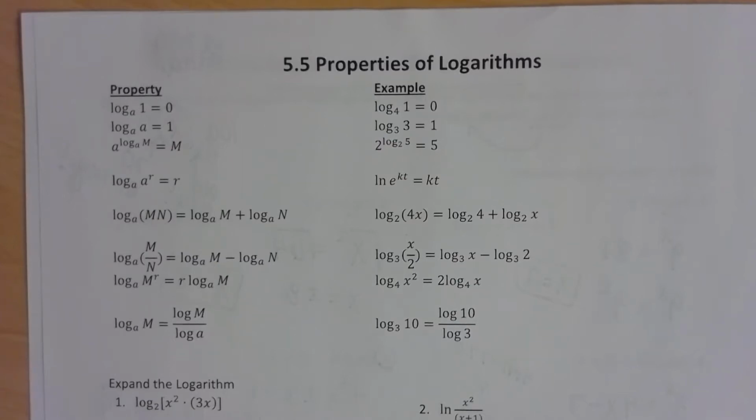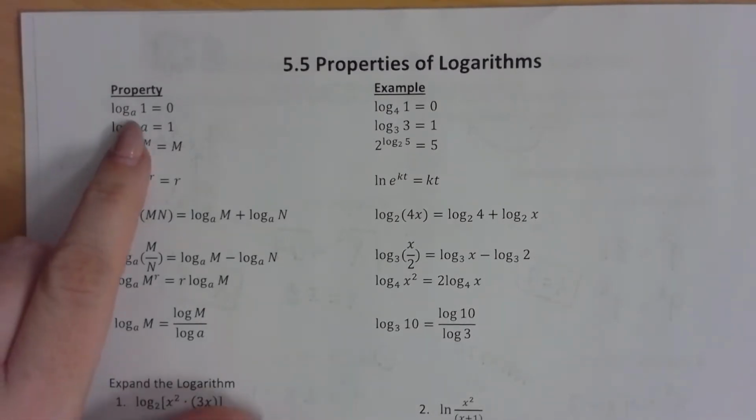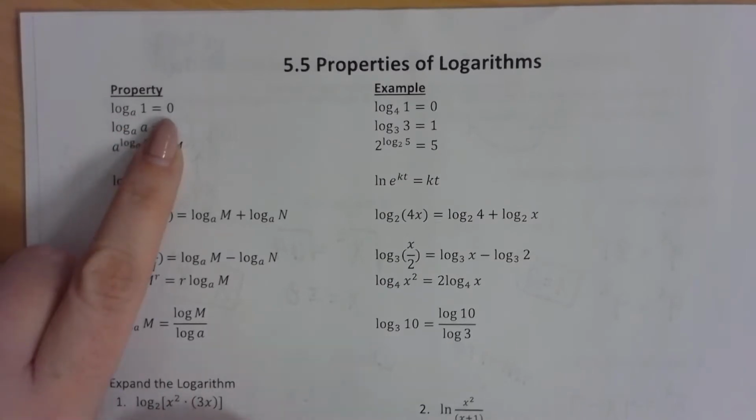All right, so we're going to go over 5.5, which is all properties of logs. This is a pretty short section, but it is so important for the next section that we're going to go over. So one property is if we have log base a of 1, the answer is always 0.